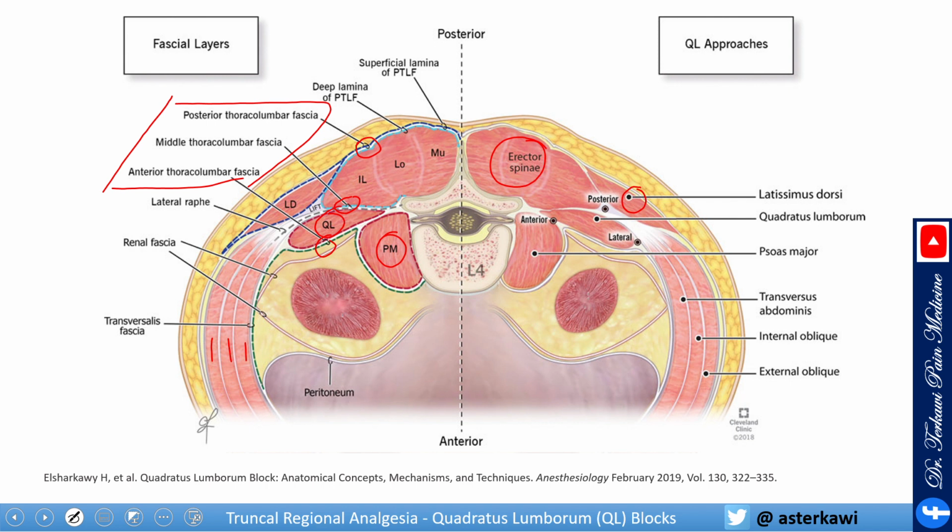When we are performing the Quadratus Lumborum block, there are three traditional approaches to do this block, as you see here: posterior, lateral, and anterior. These names are all in relation to the Quadratus Lumborum. If you put your medication just behind the muscle from the back, that's posterior. If you put it lateral, that's lateral, and if you put it anterior next to the anterior thoracolumbar fascia, that's the anterior approach.